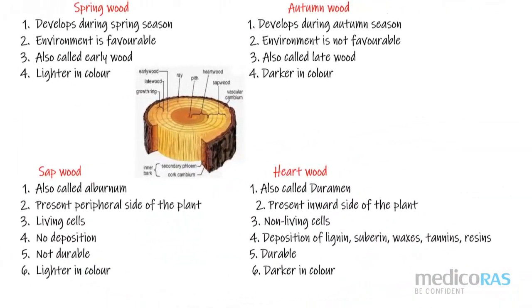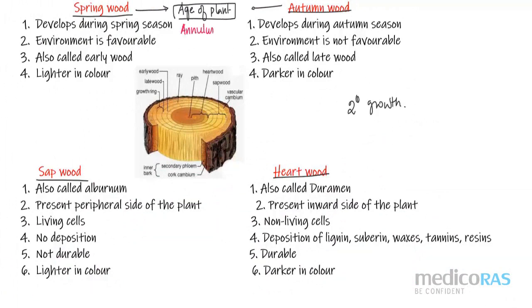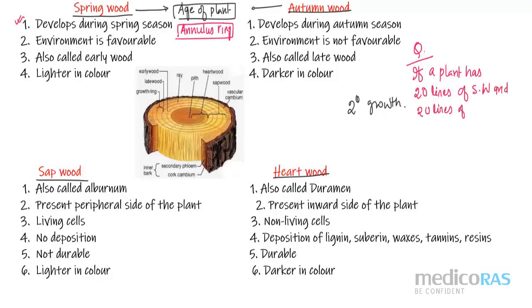The last part of the secondary growth in the stem is the formation of spring wood, autumn wood, sapwood and heartwood. Spring wood and autumn wood determine the age of the plant, as they give the annual ring. The annual ring develops during the spring season and autumn season. For that, here I am writing one question, and you have to solve it. After solving, please write in the comment section below what the answer to this question is. Let me give you one hint here: within a year, spring wood and autumn wood both develop.